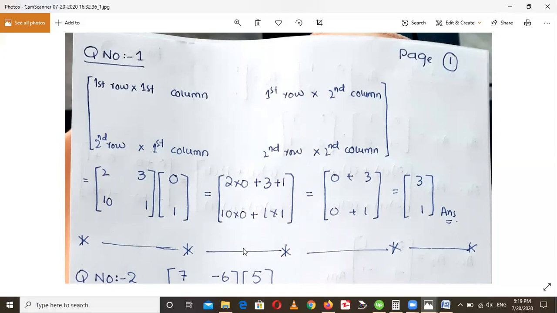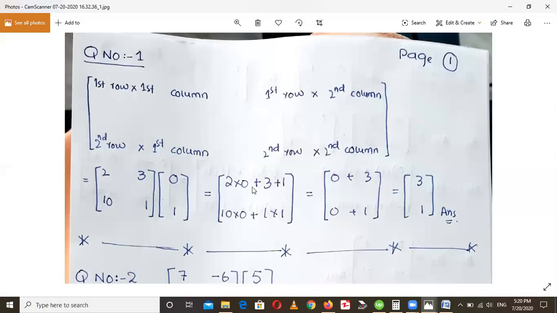Now look at this matrix. This will become 2 multiplied by 0. I put a plus sign in the middle. Then we will multiply 3 with 1, because 3 is the second element of the row and 1 is the second element of the column. So this will become 2 multiplied by 0 plus 3 multiplied by 1. Now we will multiply the second row with this column, first element with first element and second element with second. So this will become 10 multiplied by 0 plus 1 multiplied by 1.